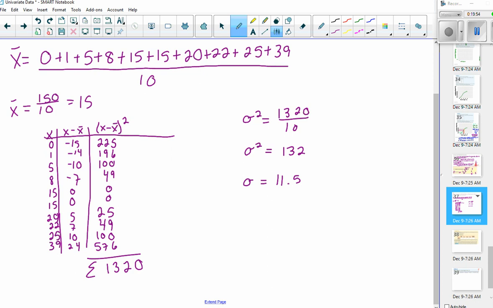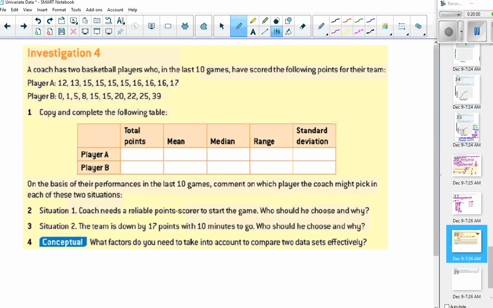So now what I'm going to have you do is this investigation. In this investigation, we already did B, so you can just find your information from the previous and substitute all of that in for your player B. But what you're going to be doing is, a coach has 2 basketball players who in the last 10 games have scored the following points for their team.